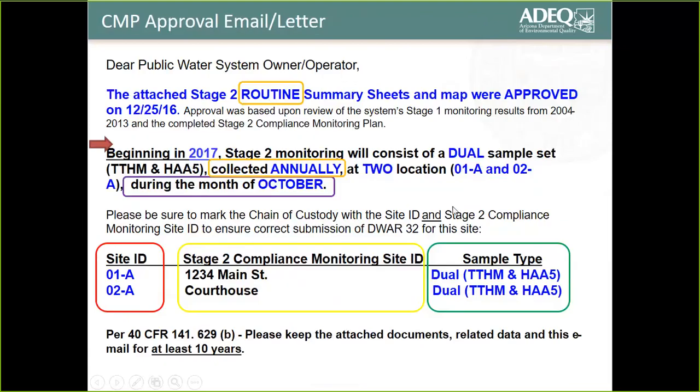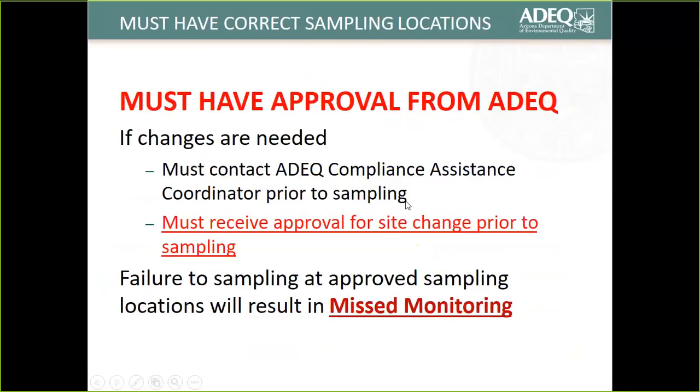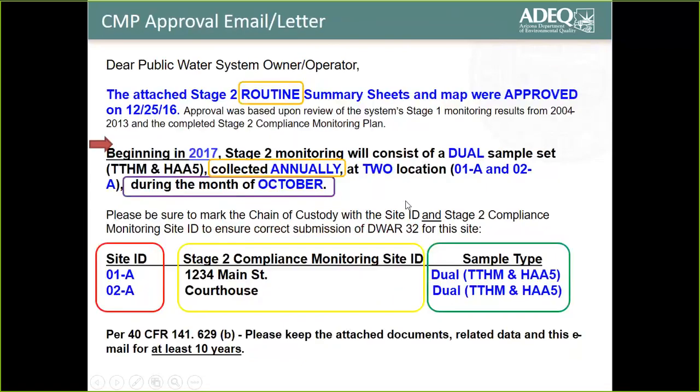This is what the summary plan looks like. This part over here is an email or letter that we'll send you. This is what our approval looks like for the Stage 2 plan. It'll tell you when it was approved, what we based it on, what results we based it on, and then go over what your schedule will be. So beginning in 2017, this is where you're sampling, what location, during what month, and list everything out. So this is what the approval letter looks like, and that's what we'd like to see on site for inspection.